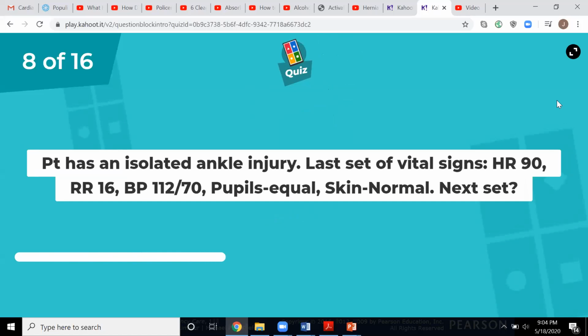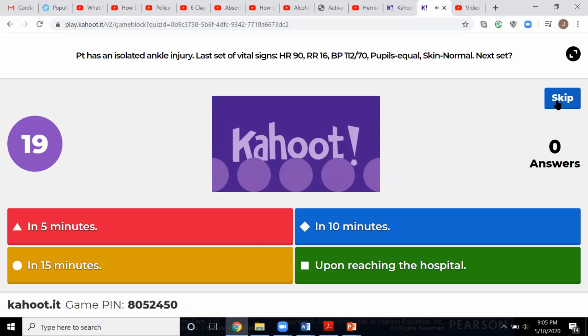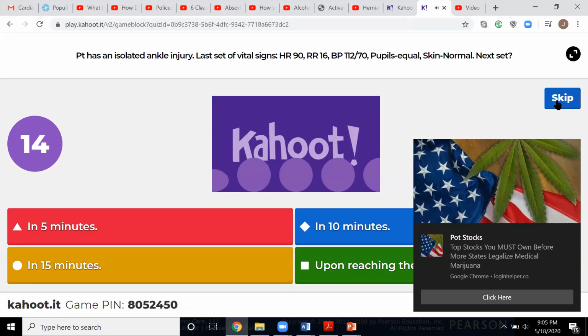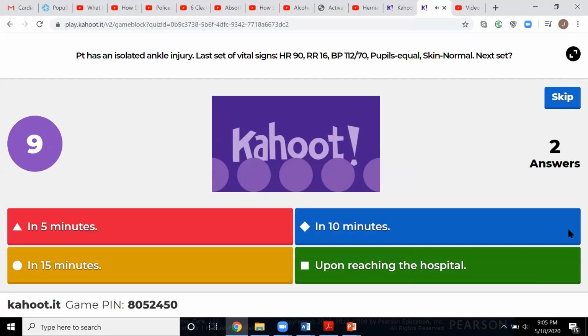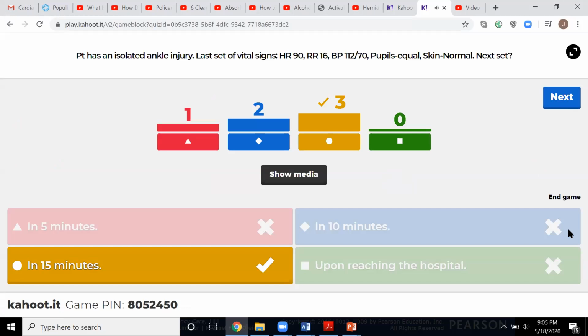Patient has an isolated ankle injury. Last set of vital signs are heart rate 90, respiration rate 16, blood pressure 112/70. Those are equal. It is normal. When do you take the next set of vitals? 15 minutes is the best answer. This patient seems pretty normal to me. Everything is within good range. So 15 minutes for a patient that's stable.